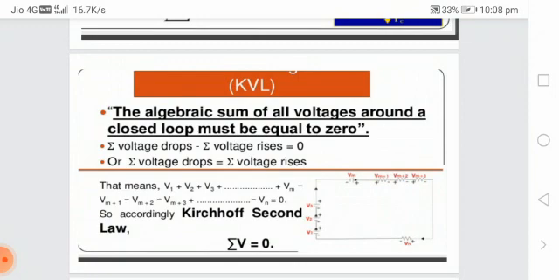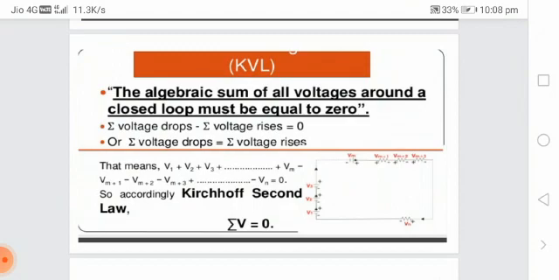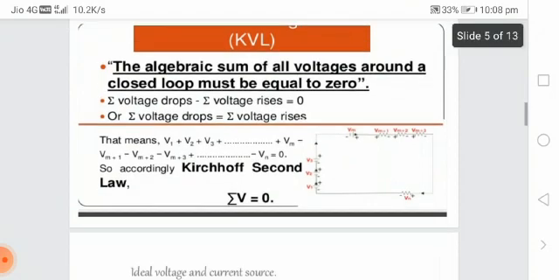That means V1 plus V2 plus V3 and so on up to Vm, minus V of m plus 1, minus V of m plus 2, minus V of m plus 3 and so on, is equal to 0. So accordingly, Kirchhoff's second law is the voltage law, sigma V is equal to 0.